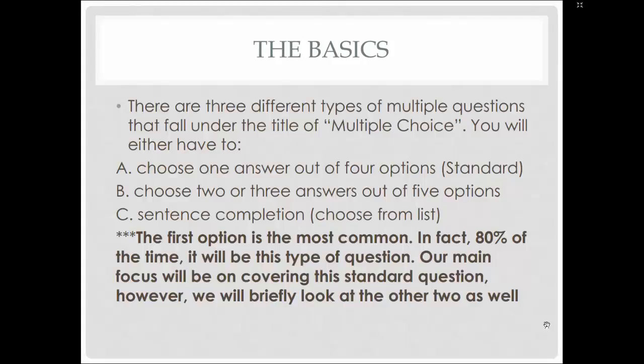Then they have type B, which is pick two or three from a list, choose two or three answers out of four or five options. And then you have your sentence completion multiple choice question, where you may choose from a list of A through F, A, B, C, D, E, F, and you're doing a sentence completion. So you have three different types of multiple choice questions. And I'm going to go over examples of the different types of multiple choice questions, okay?